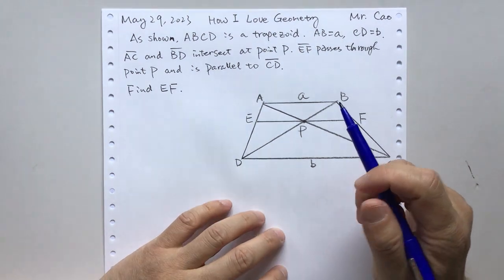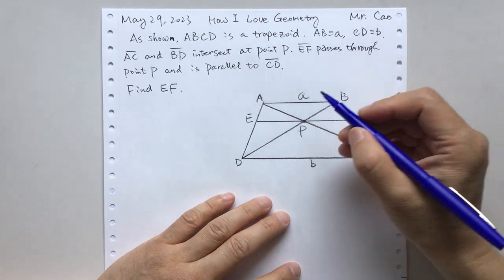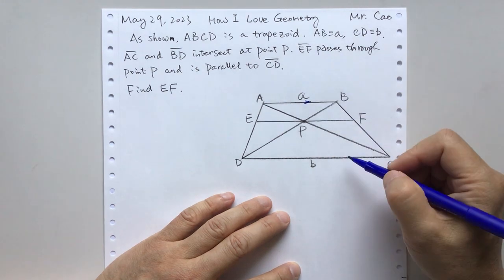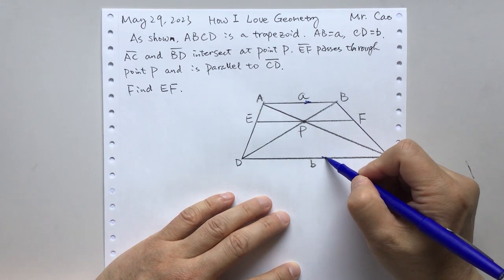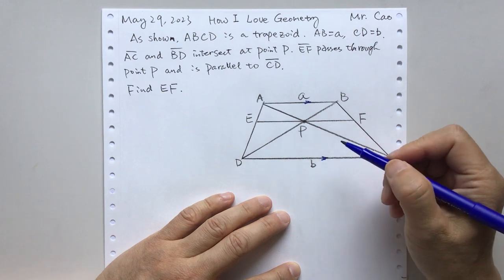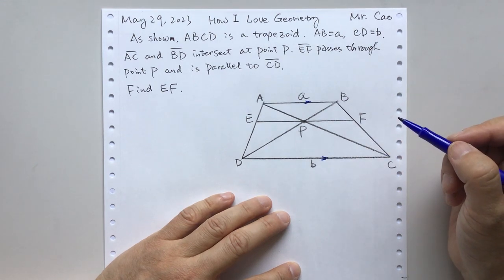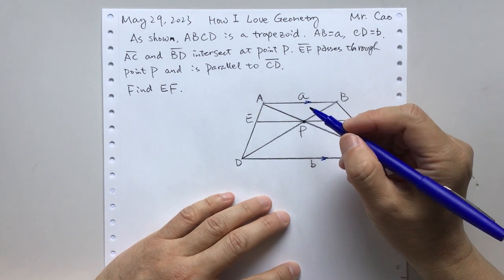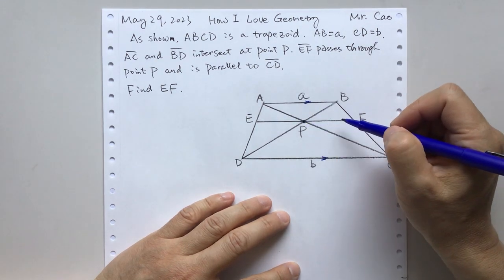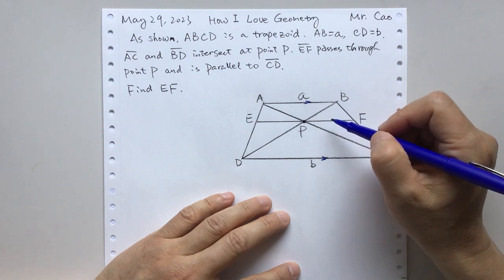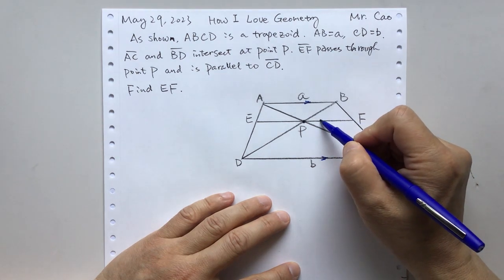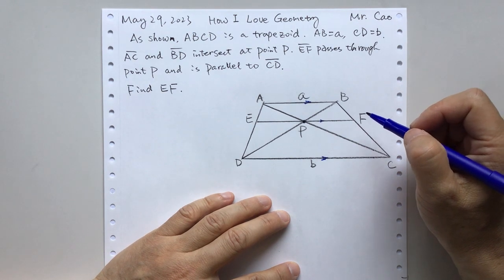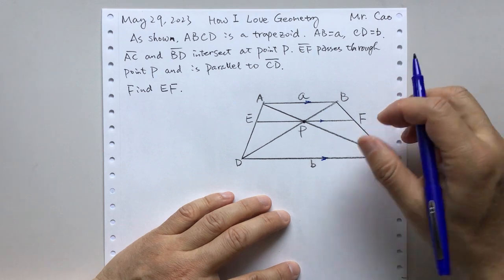ABCD is a trapezoid, and AB equals A, CD equals B. Diagonals AC and BD intersect at point P. EF passes through point P and is parallel to AB and CD. Let's find EF.